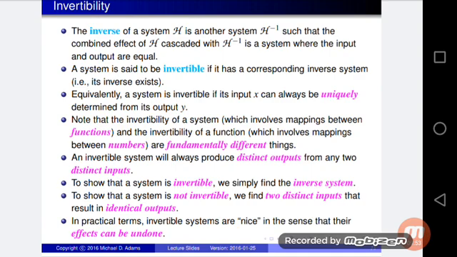The last point is that, in practical terms, invertible systems are nice in the sense that their effects can be undone. That means any system has some responsibilities, and the one performing the reverse operation is known as invertibility, which is different from other systems.